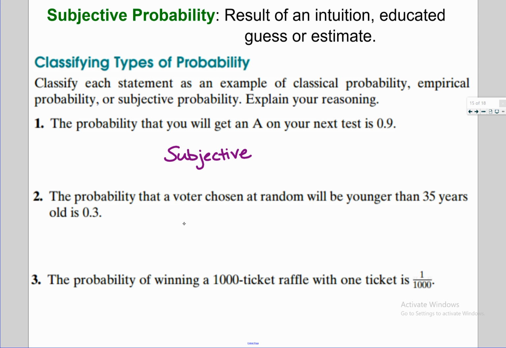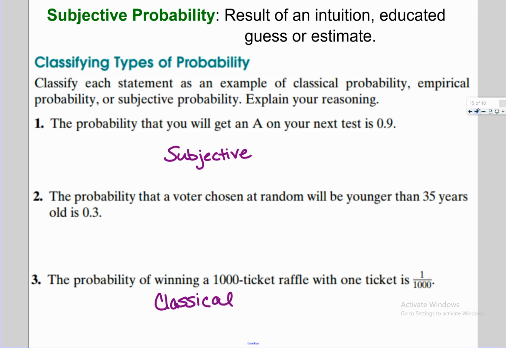Probability of winning a 1,000-ticket raffle if one ticket is a 1 out of 1,000 chance. What do you think for that one? Kind of like the dice one, right? The probability of rolling a 1 is a 1 out of 6, right? What kind of probability was that? That was classical probability, or theoretical probability, what should happen. Okay, and again, this one could be classical. I mean, I don't know. I'm just going to leave that one blank. I don't love that question very much.